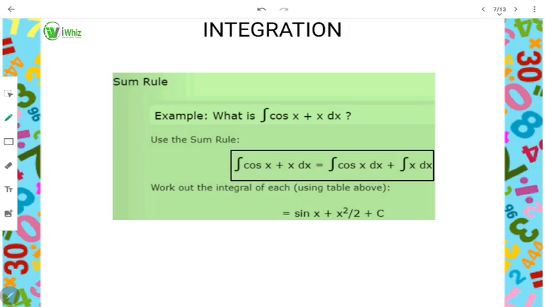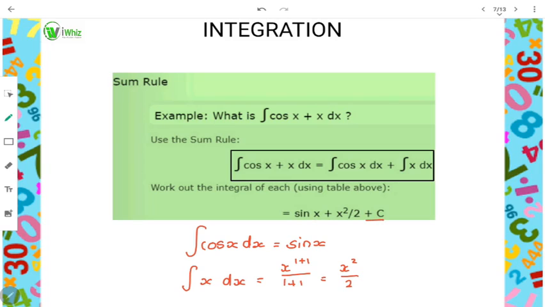Now, where did that come from? The integral of cos x dx is equal to sine x, and then the integral of x dx, following the power rule, we said is going to be x to the power 1 plus 1 all over 1 plus 1, which gives me x to the power 2 all over 2. So that's where the two parts come with my addition, and don't forget to add the constant of integration.